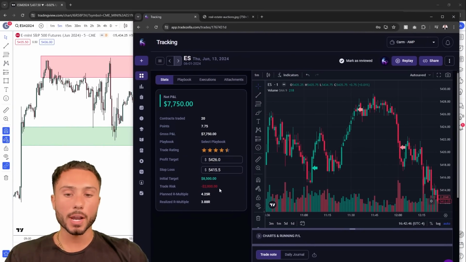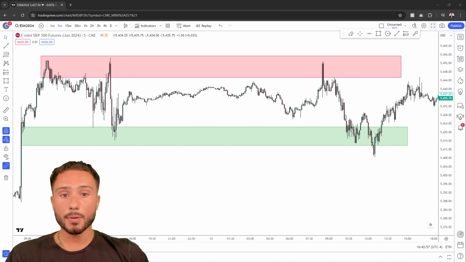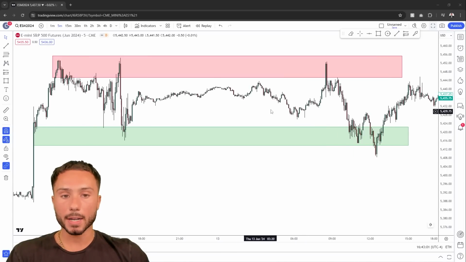For example, in this trade, I risked $2,000 to make about an $8,000 profit, and it lasted a little under an hour. Essentially, I'm looking to buy the lows and take profits in the middle of the range or at the balanced range high, depending on the market conditions.